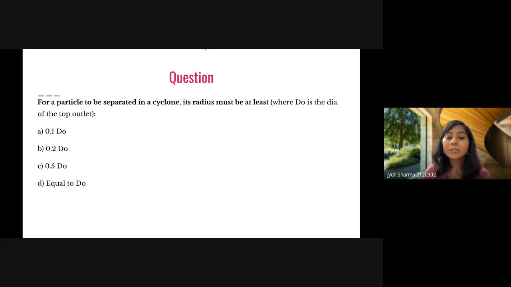Okay, there is another terminology related to cyclone separator. For the particle to be separated in the cyclone, its diameter must be at least, and D node is the diameter of the top outlet. Whenever we are designing any instrument, we have to take care of what size of particle at least we should have, otherwise we will use the gravity settler or something like that. Priscilla gave me C with a question mark, but I will say it is A, that is 0.1 D node.